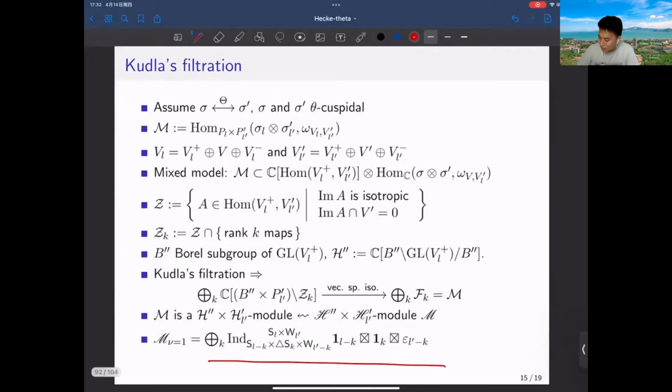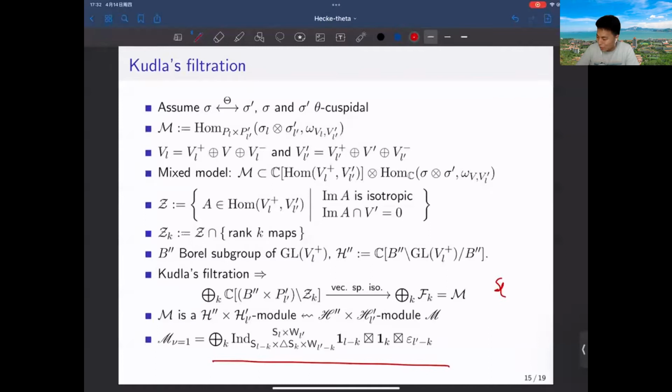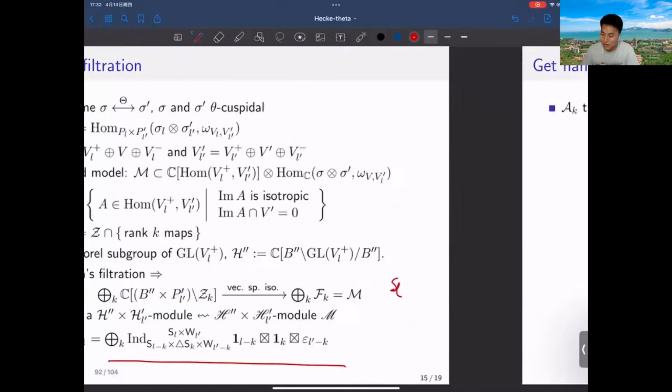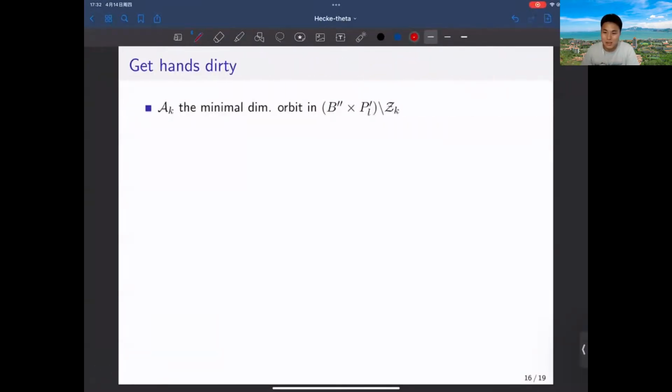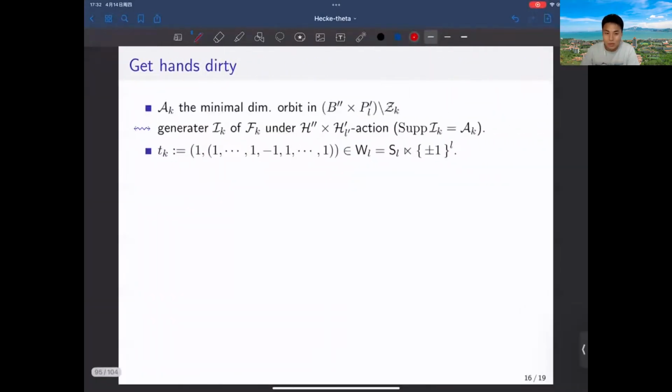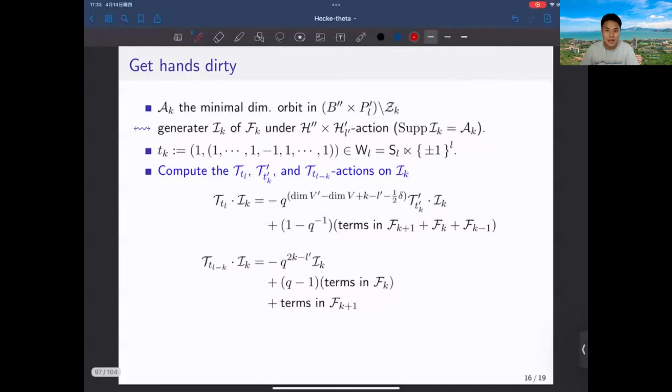So the difference between SL and GL is you need to add one more generator. So the idea is to compute the action on the generator. Basically, the space has a generator, let's call it I_K. So we will be able to compute the action. Basically, the action looks like this. So we will compute the T_L action on I_K, which is this kind of expression. It's very complicated, but it will have some terms like this, and you also compute these actions.